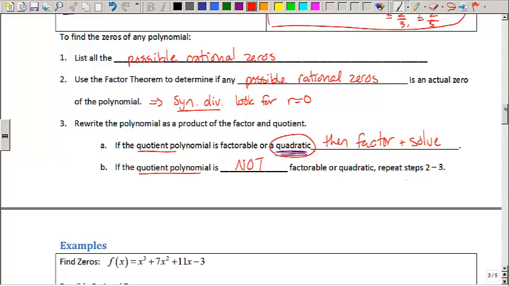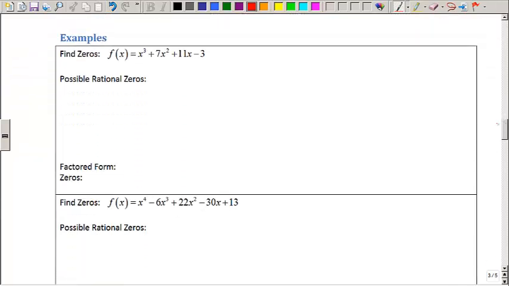Let's try some examples. We have a polynomial function that we are unable to factor using any of the factoring methods that we've tried in the past. So, because I can't factor it using my own skills, I'm going to list the possible rational zeros, which was the first step, which means I'm looking for the factors of the constant term, which is -3, and divide that by the factors of the leading coefficient, which is 1.